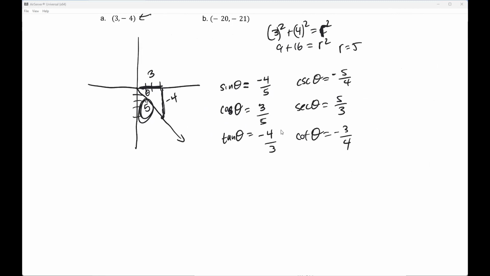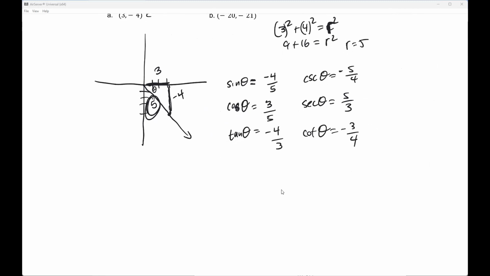Remember, sine is opposite over hypotenuse, or opposite over radius in this one. The theta is right here, right? Opposite, which is 4, over hypotenuse, which is 5. Okay. Cosine's adjacent over hypotenuse or radius, right? Tangent is -4, opposite over adjacent.